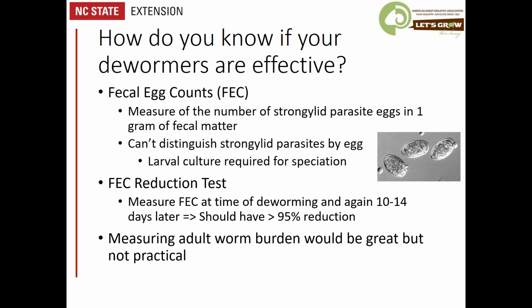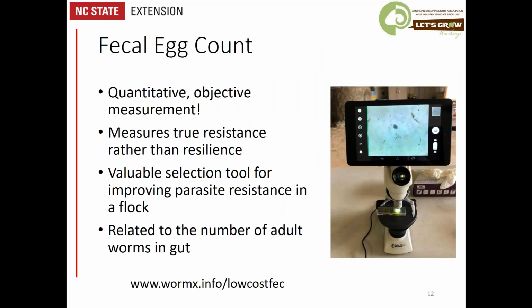For carcass traits, we've developed carcass ultrasound as an effective tool to do that. With our parasites, we use fecal egg counts to get a sense of what the parasite burden might be inside of that animal. These fecal egg counts are a quantitative and objective measurement. We count the number of eggs that are there, and it is what it is, and we get that fecal egg count. And this is an indicator of true resistance rather than what we call resilience. The resistance versus resilience debate can become a hot topic, and one that I'm not going to dive into in detail now. We can come back to it later if we have some time, but we use fecal egg counts to measure true resistance. It can be a valuable selection tool, and I'll also talk about that in a little bit, and it is related to the number of adult worms in the gut.